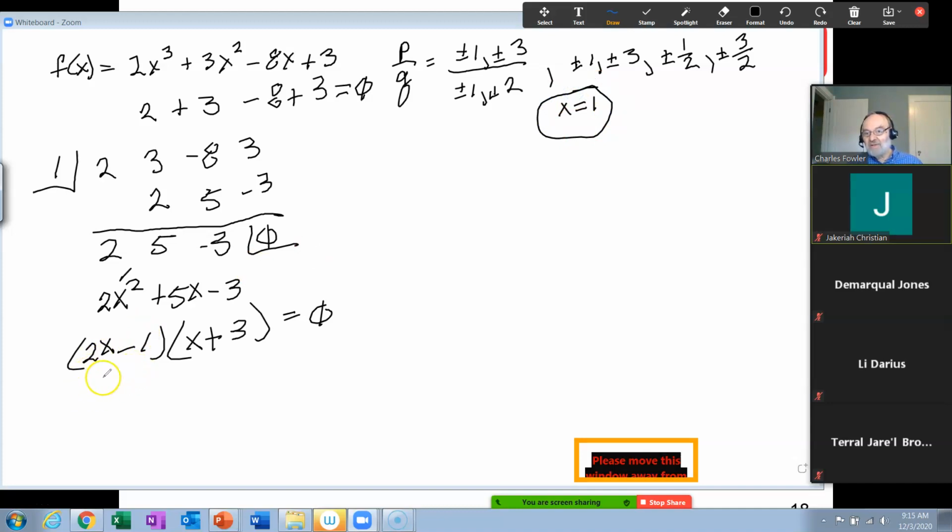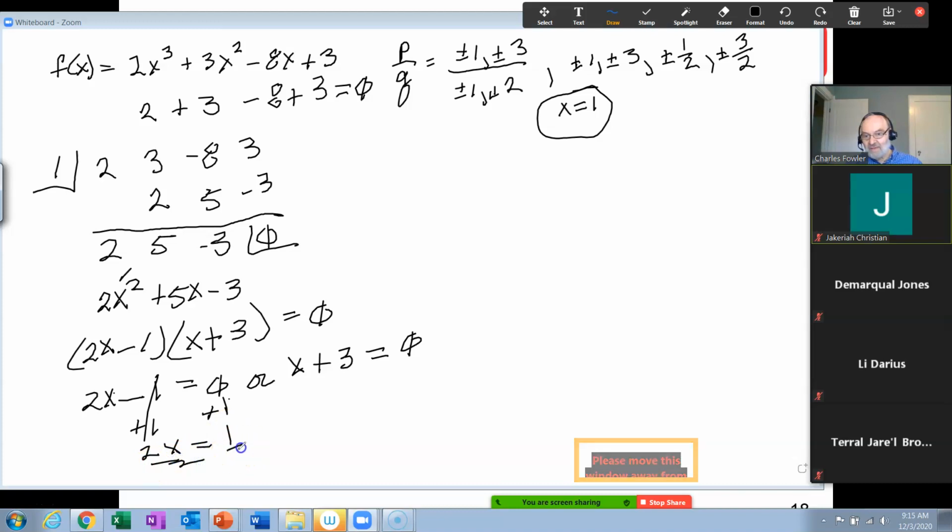Let's solve these two. Well, this tells you if two entities multiply to be 0, that means one of those has to be 0. So either 2x minus 1 is equal to 0, or x plus 3 is equal to 0. Okay, let's add 1 to both sides here, and that gives us 2x is equal to 1. Divide by 2, and you get x equal 1/2. Sure enough, there was your x equal 1/2.